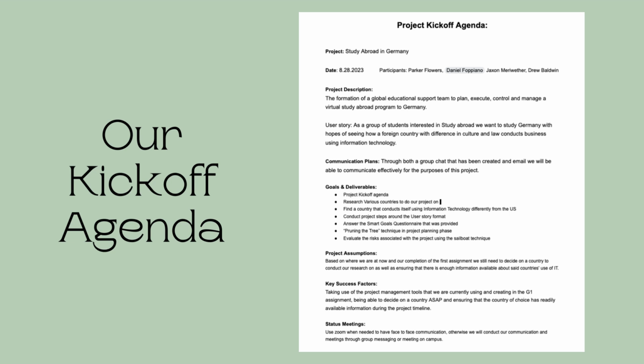For project assumptions, based on where we were at now in this current time period, our completion of the first assignment, we will still need to decide on a country, conduct our research, and ensure that there's enough information available about whatever country we chose, that being Germany, and its use of information technology. Key success factors that we found were using the project management tools that we just created for this assignment and being able to decide on a country in time. For status meetings, like I said, we would use Zoom or face to face on campus whenever we needed to, but other than that, we would just be conducting our communication through our group messaging.